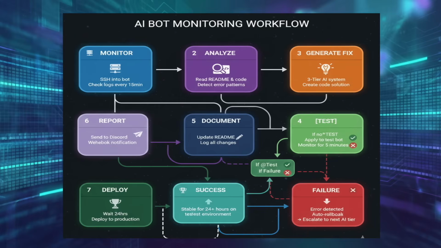By the end of this video, we'll have a Python script that connects to a Raspberry Pi via SSH, checks the Discord bot logs, detects the errors, and sends them to our local AI. It also reports everything to our Discord via the webhook.